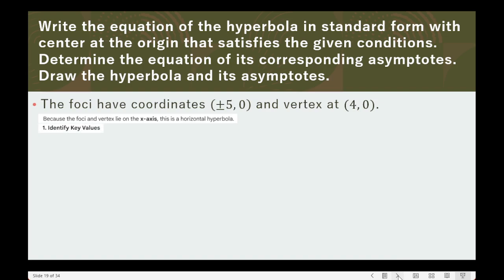First, we identify the key values. And what are these key values? We know that the center of a hyperbola is at the point of origin.